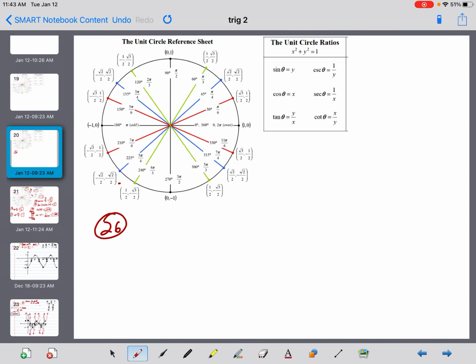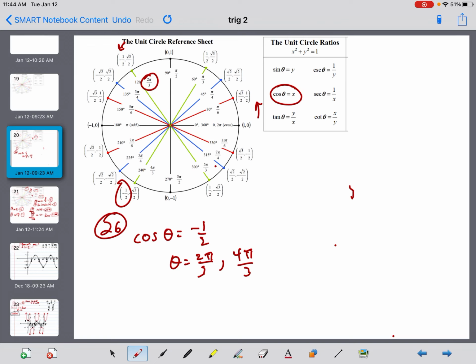For 26, it's telling us that cosine theta is equal to negative 1/2. So we're looking, cosine, remember, is your x's. So I'm looking for any x values. I'm starting on my unit circle, looking for any x values that are negative 1/2. Right here's one, okay? So 2 pi over 3. So theta is equal to 2 pi over 3. And looking for another one where we get negative 1/2, right here, 4 pi over 3. All right, those are the two thetas that would have x values of negative 1/2 for the cosine.